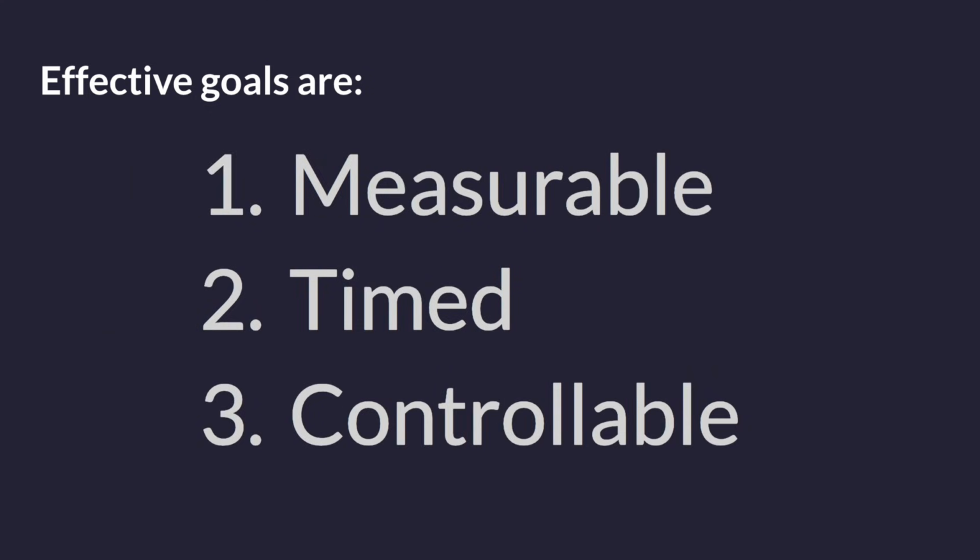To help with consistency, you should create goals for yourself. An effective goal is measurable, timed, and controllable. Measurable means that the goal should have a quantified component that lets you know whether you've reached it or not. Timed, just the goal should have a specific and realistic deadline. Controllable means that it should be an action you can perform rather than an outcome you want.